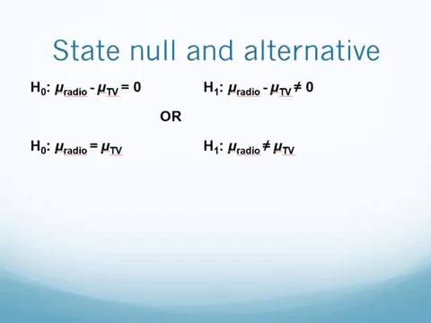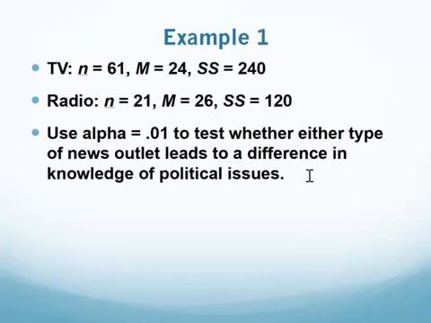Okay, here we go. So hopefully you figured out that this is a two-tailed test. I know I'm not giving you a whole lot of information here, but know that the first thing you should try to ascertain is what type of test this is. And notice that I don't have any sort of directional prediction here. I'm just asking you to test whether either type of news outlet leads to a difference. I'm not insinuating or directly stating that there's a predicted direction for that difference. I'm just asking you to test whether or not there is a difference.